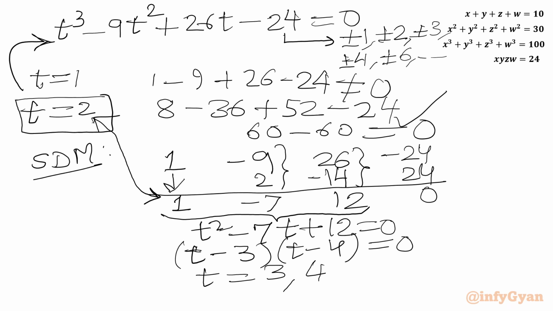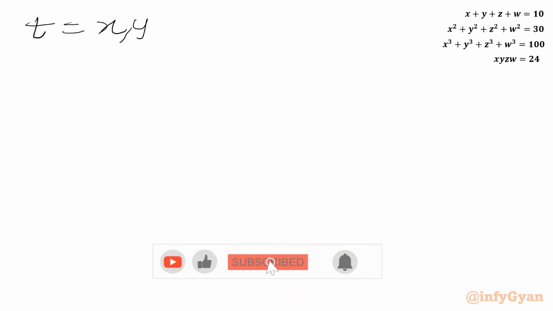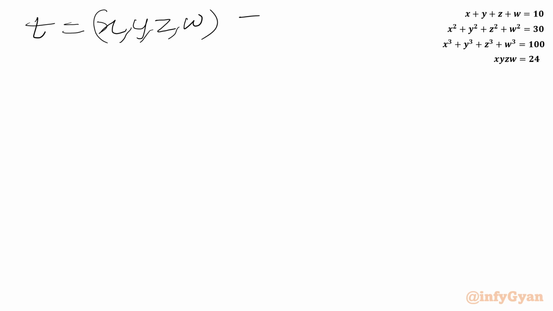So 1, 2, 3, 4. So I will write t equal to x, comma y, comma z, comma w, and then we can write here 1, comma 2, comma 3, comma 4. This is what we have calculated. Now the equations are symmetrical, so we have to consider combinations of all 4. So we will get 4 factorial, or 24, solutions.